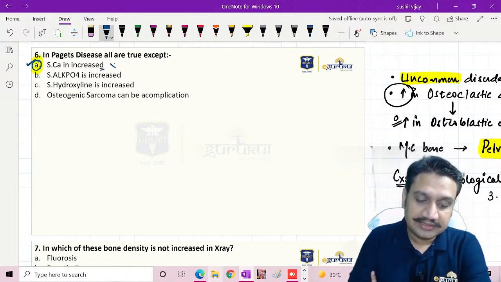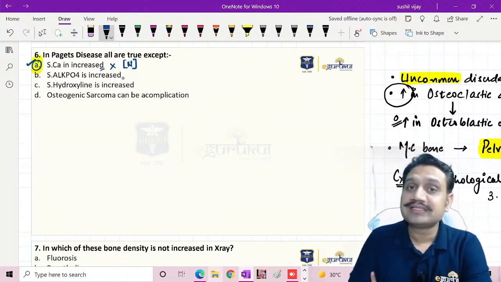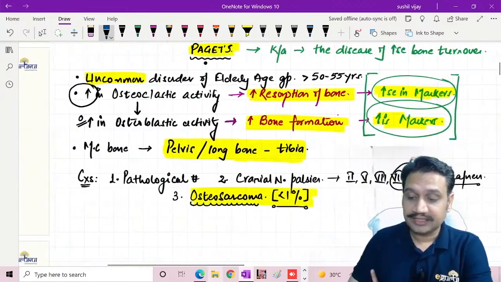So calcium will not be increased. Calcium will be normal. Serum alkaline phosphatase is increased. Should it be increased or no? That is what we have talked about.